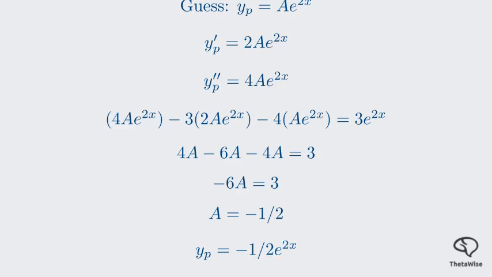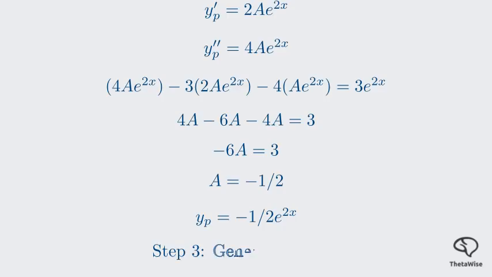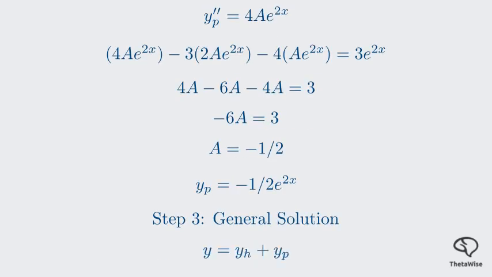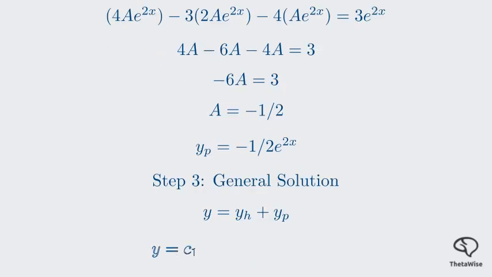Step 3. Write the general solution. The general solution is the sum of y sub h and y sub p. So y equals c1 e to the 4x plus c2 e to the negative x minus 1/2 e to the 2x.